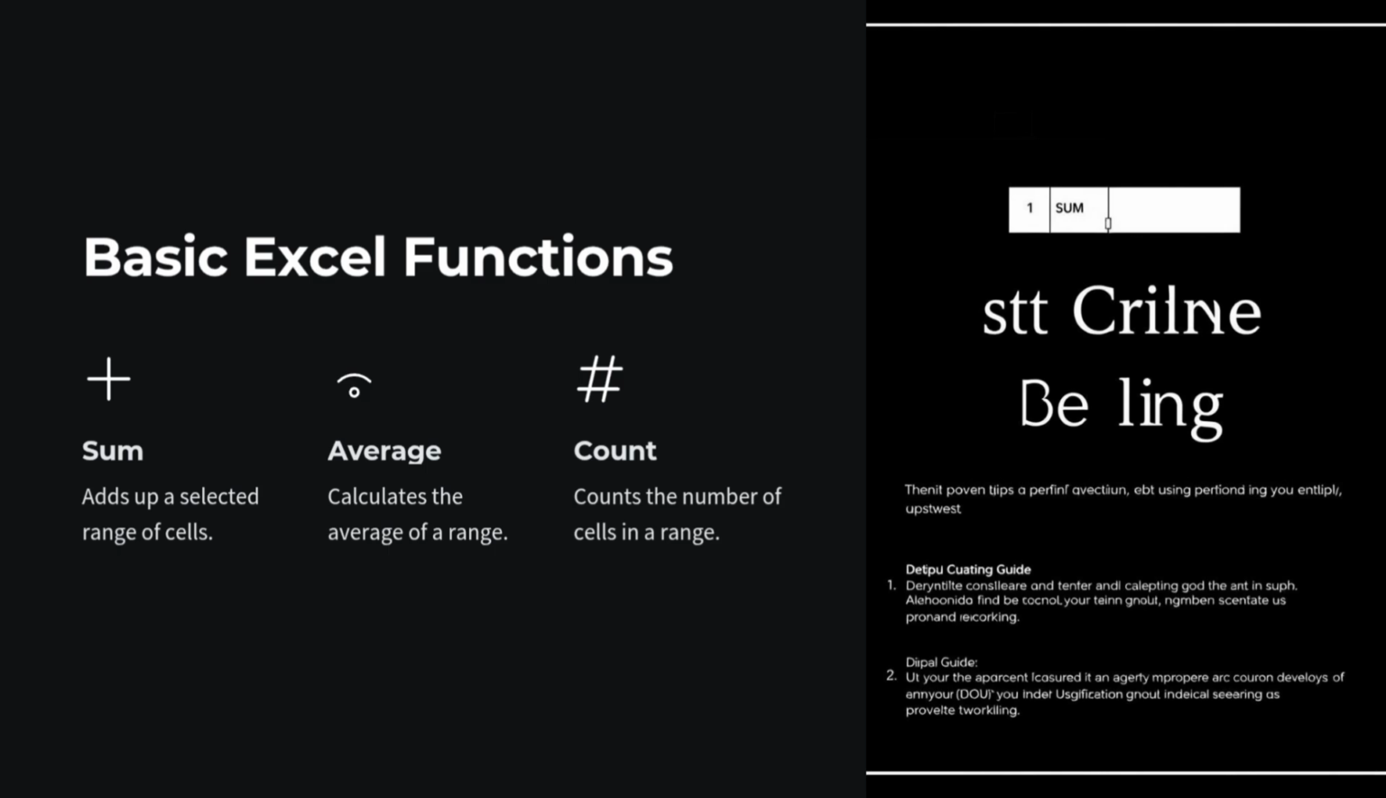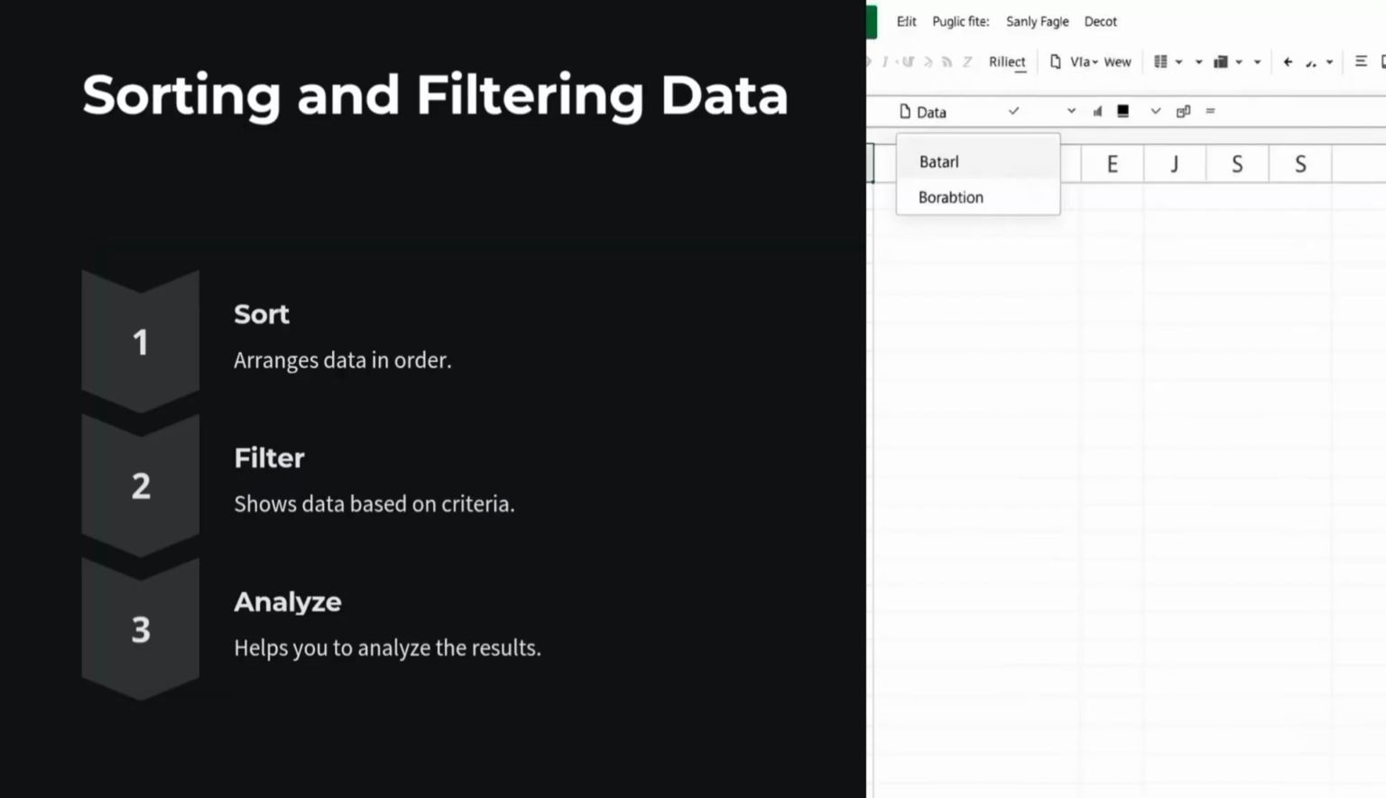Basic Excel functions. Sum adds up a selected range of cells. Average calculates the average of a range. Count counts the number of cells in a range.